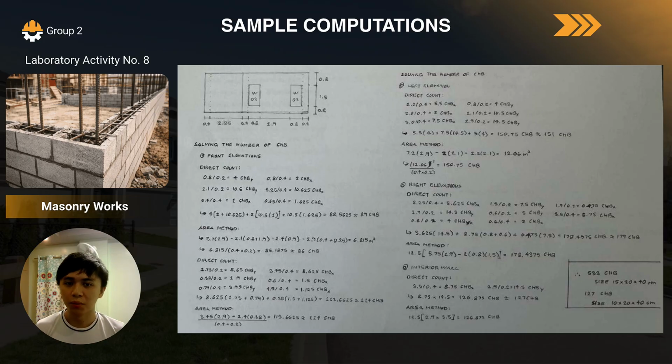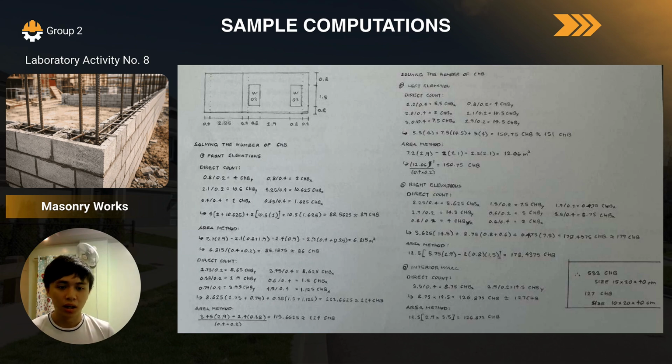So you may be wondering how we solve for each of these. For the direct count, a quick summary is that we simply get the length and the height of the walls, and then we divide each of them by the length and the height of their respective CHB. For the area method, we instead take the area dimensions of each of the walls, and we divide it by the area dimensions of each of their respective CHB.